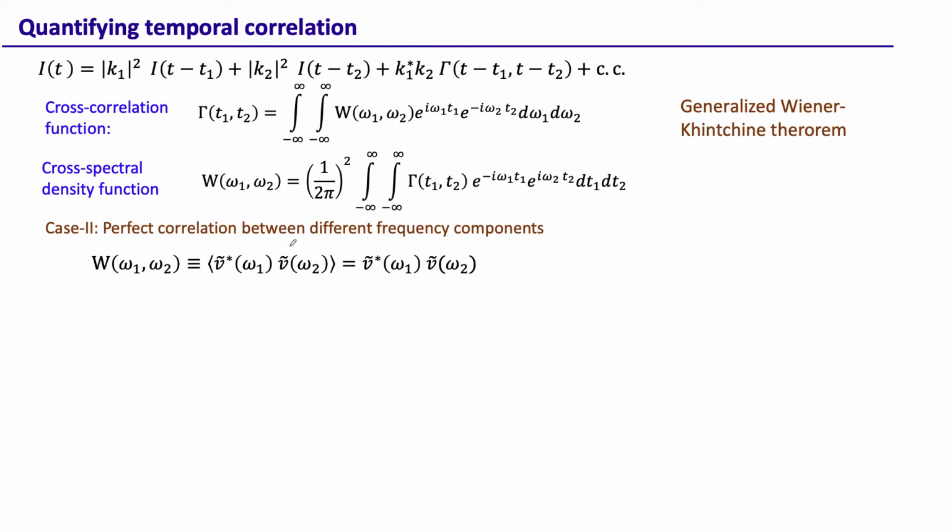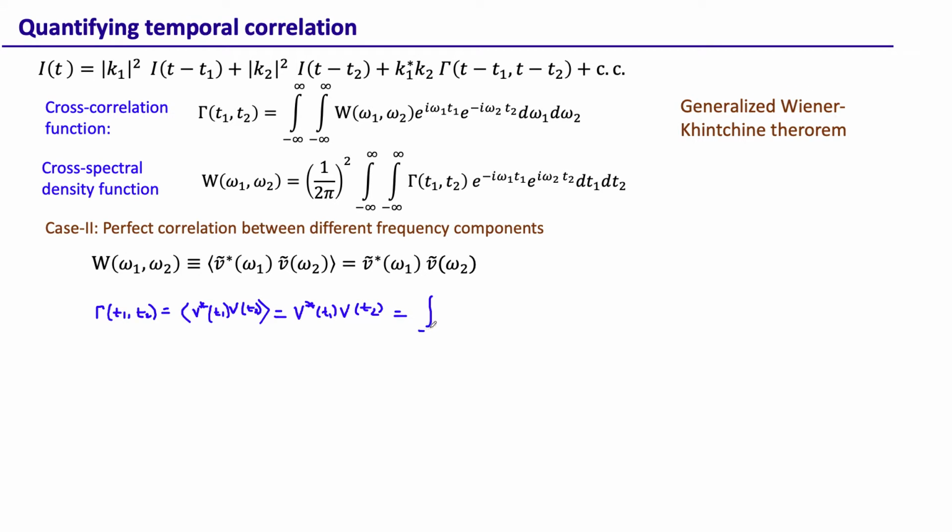So that's the case when there's a perfect correlation. Now, if we look at all these quantities, we find that the correlation function in this case, gamma(T1, T2), which is defined as the ensemble average of V star T1 V T2, becomes independent of the ensemble average, and this is simply V star T1 V T2.